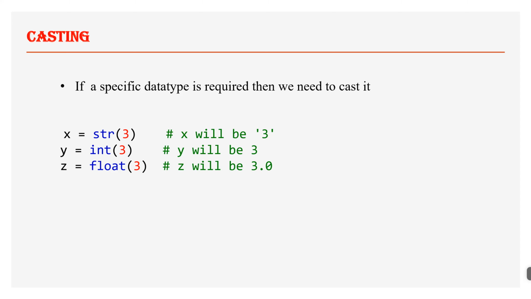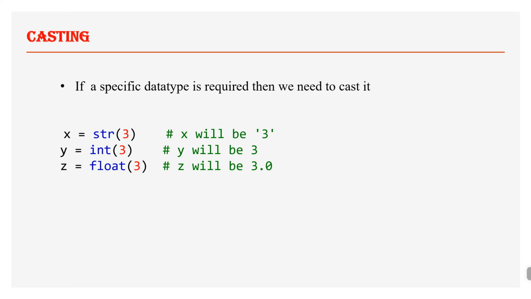Now, casting. Casting is a specific data type which we need to cast. So, just look here. x is equal to str of 3 means what?